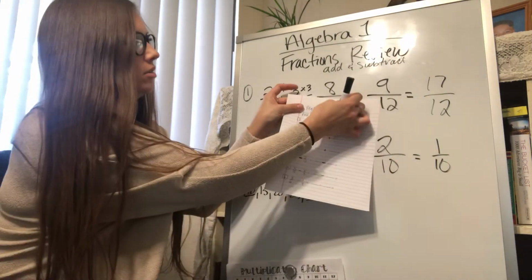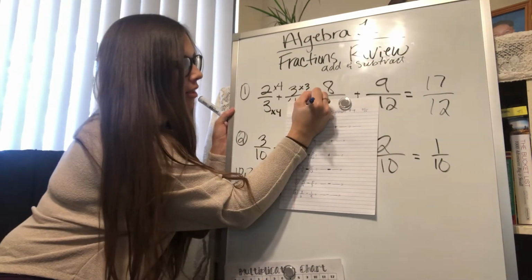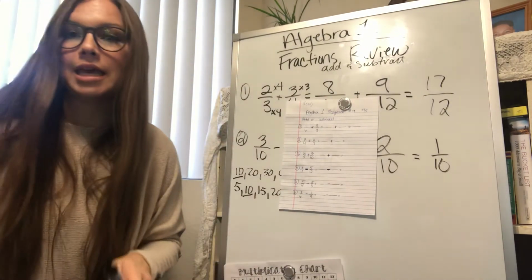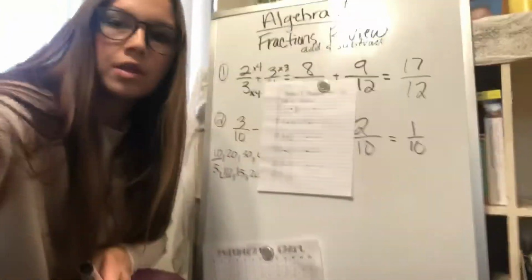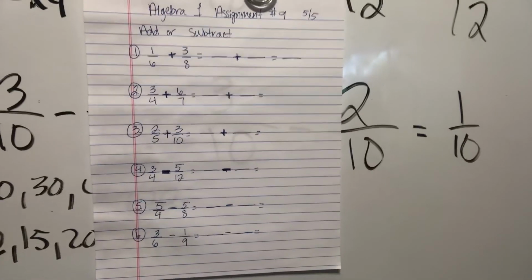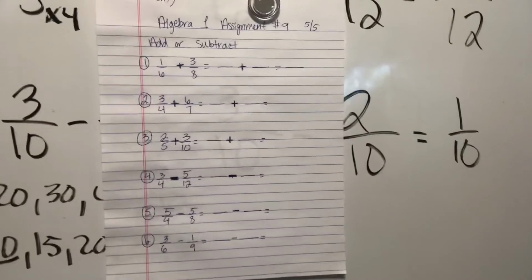So finding your least common multiple, I should write that on your paper somewhere. LCM is going to be your key to success here, okay? Here is your assignment. Grab a piece of paper and a pencil, pause it there. Try to get all those written down.